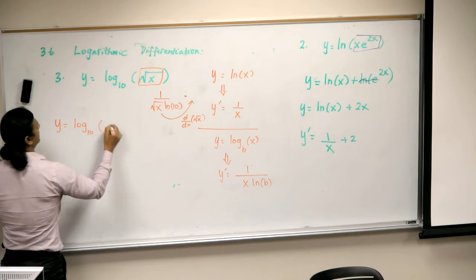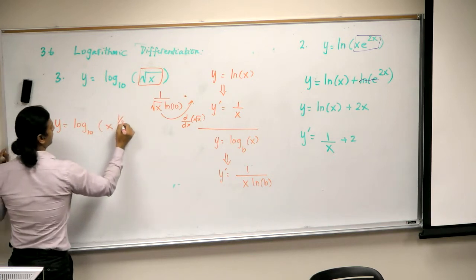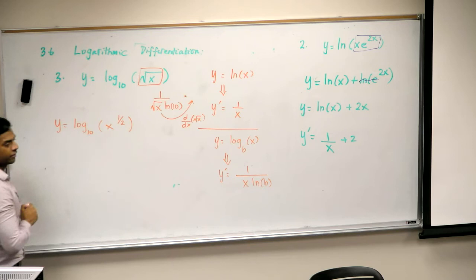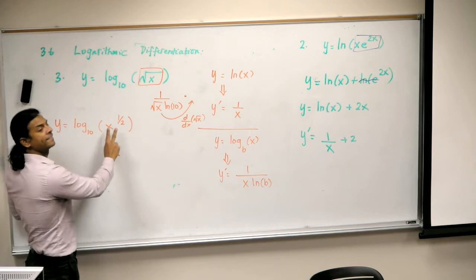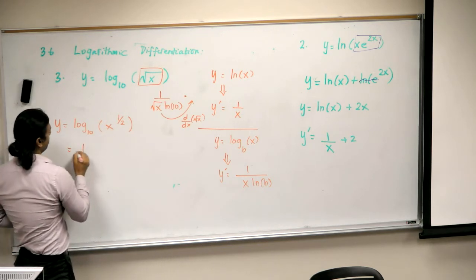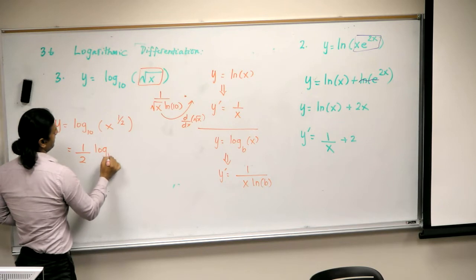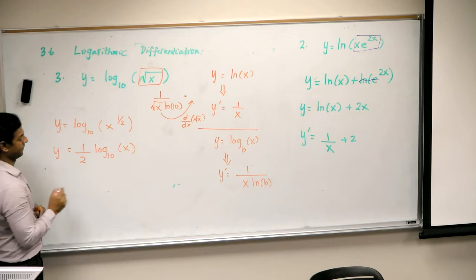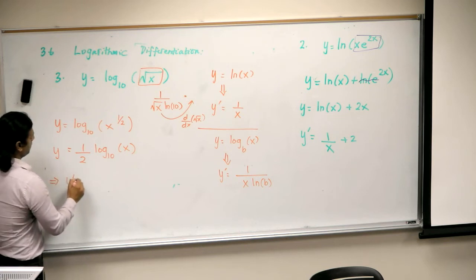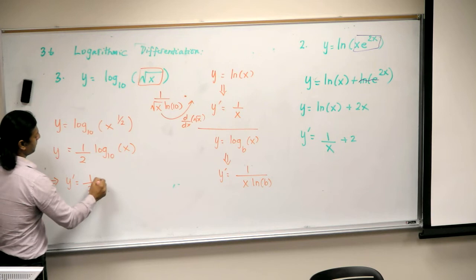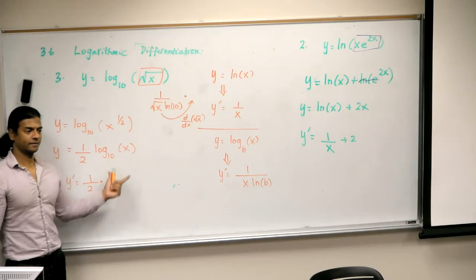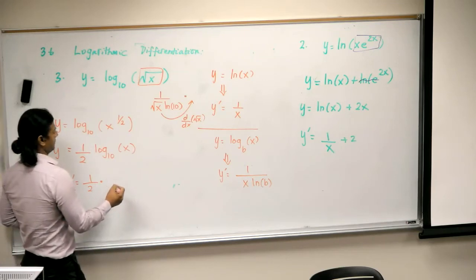We can convert the root to an exponent. Yes. I can move the 1/2 to the front because that is a single term. So we will have 1/2 log base 10 of x. So y prime would be 1 over 2 times, what is the derivative of log base 10 of x? It would be x times ln of 10.